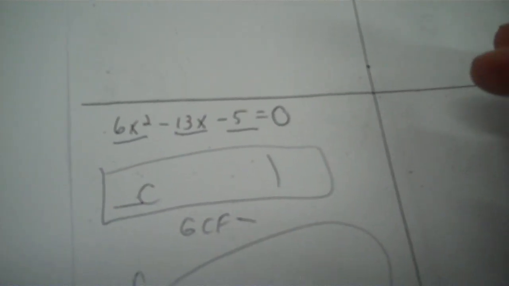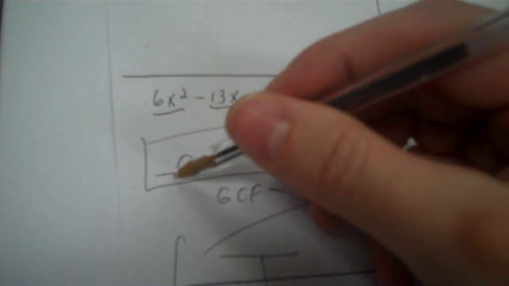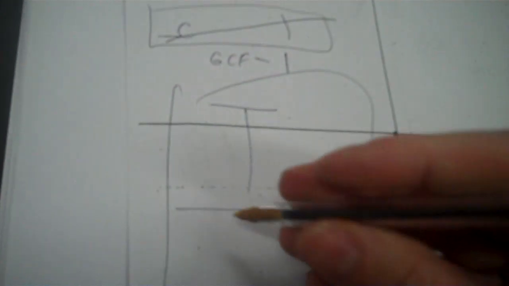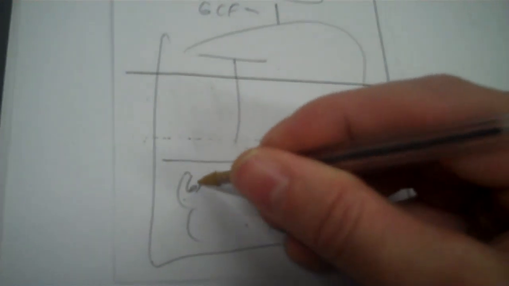GCF of 6, 13, and 5 would be 1. You wouldn't put an x, you wouldn't put a negative. Now, this time the A is a 6. So again, to get that factored right, you're going to make 4 parentheses starting with 6x.